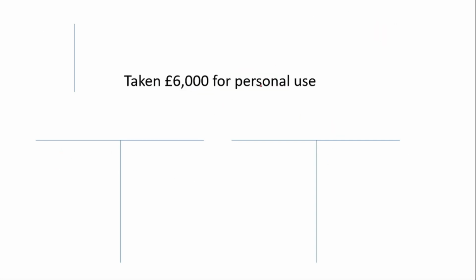Next, they've taken £6,000 for personal use. So we're going to write the 4 steps. Step 1 is identify the amount. We're going to put £6,000. Step 2 is identify the account. So because someone has taken money from the business bank, it's going to impact on the bank.